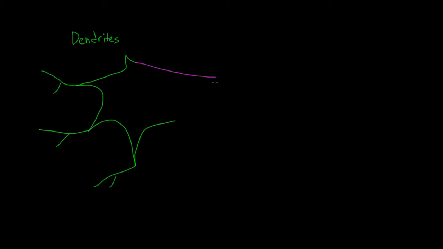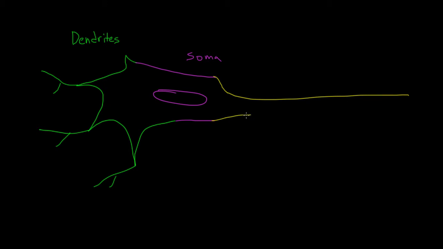The next part of our cell is our cell body, or our soma. And this is the part of the neuron that contains the nucleus and all the other organelles that you might remember from back in biology class. And if the dendrites are collecting information, the cell body is where that information is summated, or where it comes together. The next part of our neuron is this really long portion, which is referred to as the axon.